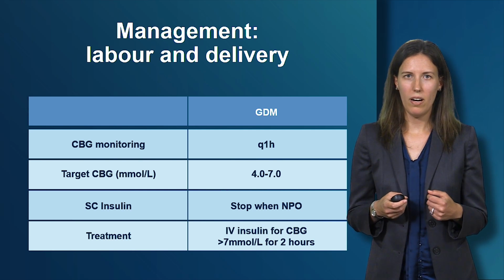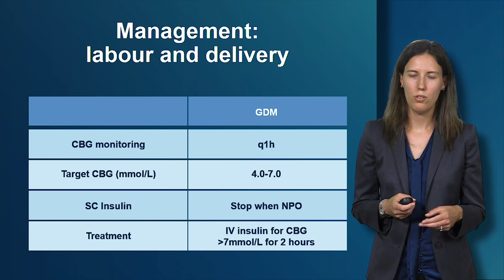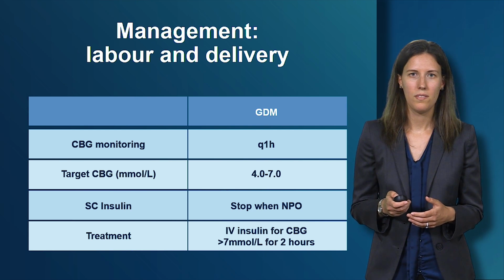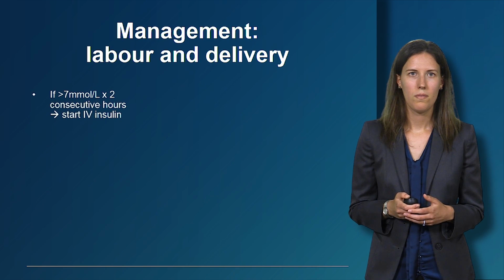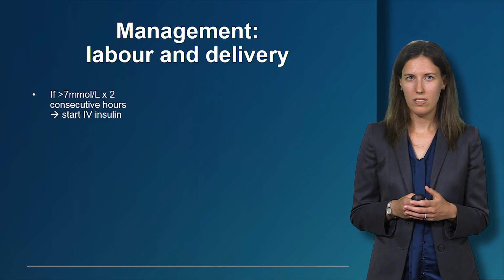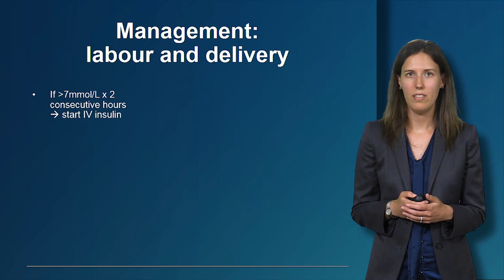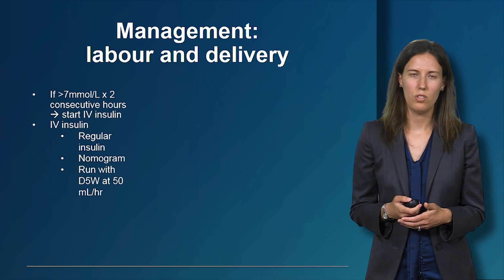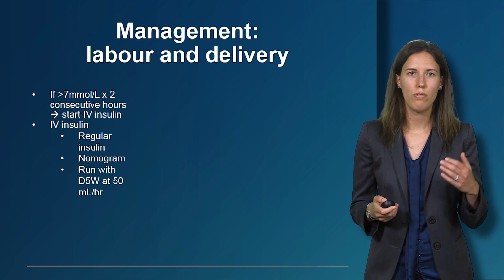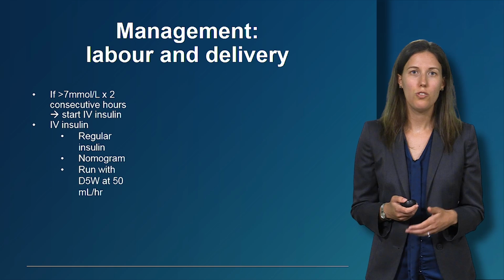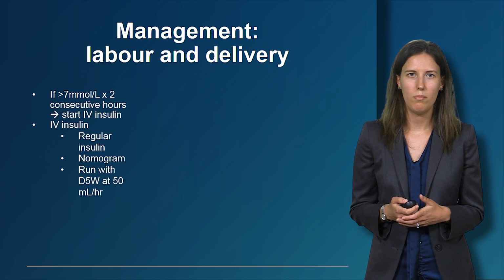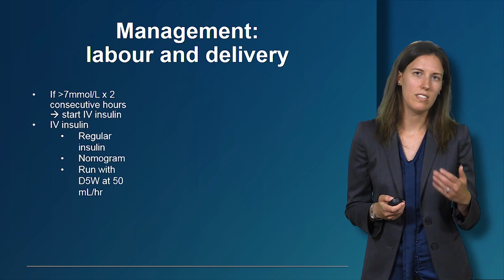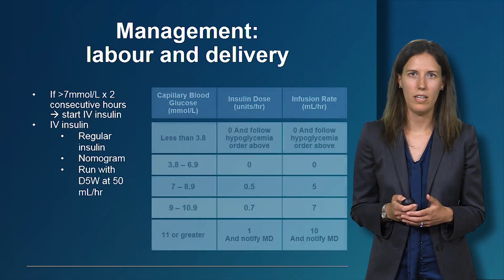If the blood sugars are above 7 in labor and delivery for 2 consecutive hours, then the recommendation is to start IV insulin. IV insulin is made out of regular insulin, which is mixed with D5W and is run as per a nomogram. It's usually run with D5W at 50 milliliters an hour, and this is run so that there's IV access and for safety in case there's a hypoglycemic event.